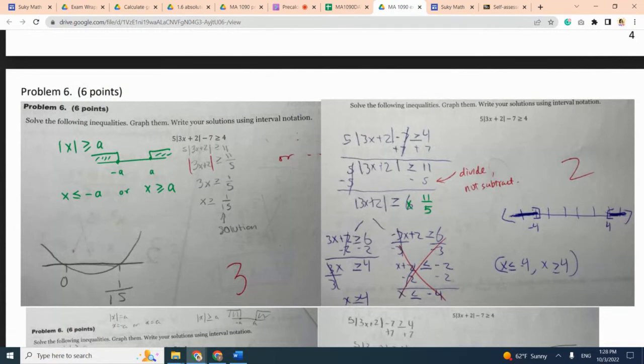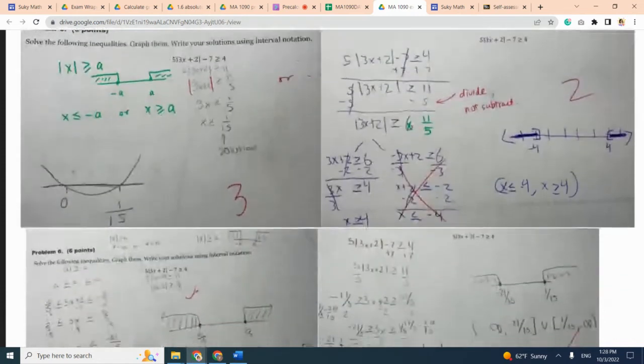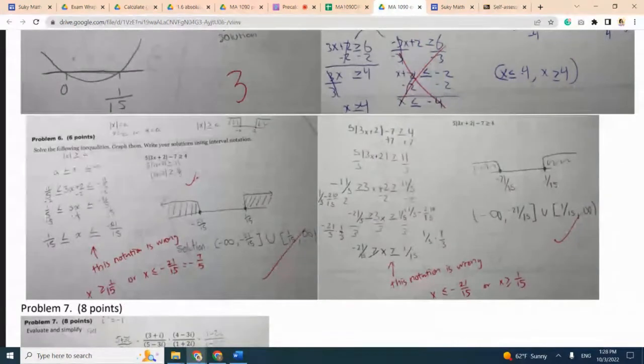Okay, how about this one? When you break it, okay, it's either greater than or equal to that number or less than or equal to the negative of that number. In this mistake, we should divide, not subtract 5. Both sides divided by 5. Do not subtract. Okay? So this is actually a common mistake. And this notation is wrong. Do you see? So you either say x less than or equal to -21 over 15, or x is greater than or equal to 1 over 15. But you cannot do that.